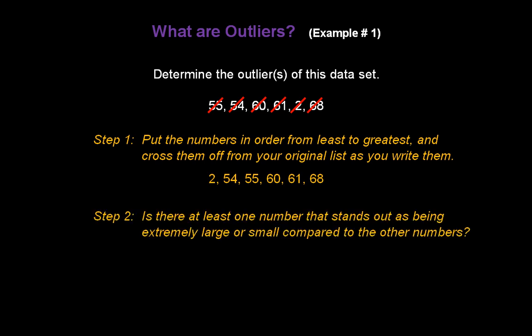Now, do we see anything that stands out as being extremely large or small compared to the other numbers? Take a look at them, and sure enough, on the ends is where you're going to find your extremes, by the way. So in this case, I see 2. Looks extremely small compared to all the other numbers, so the outlier in this case is 2.